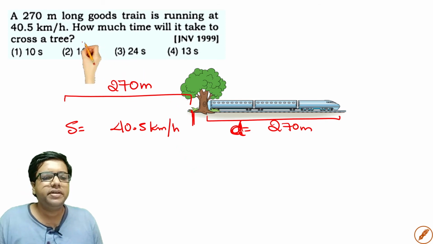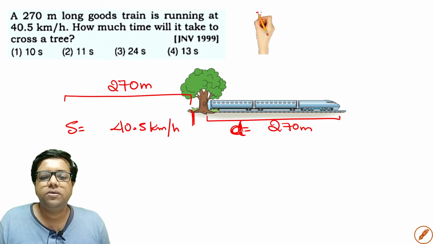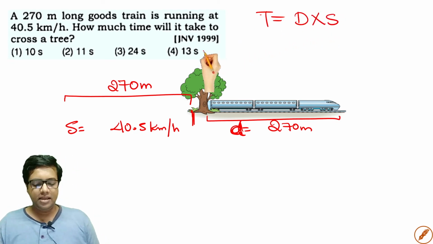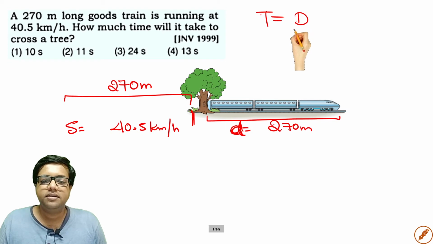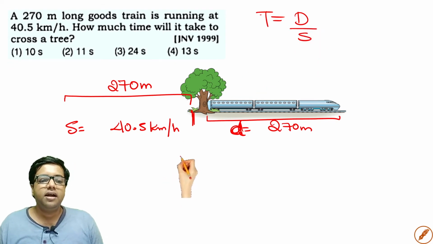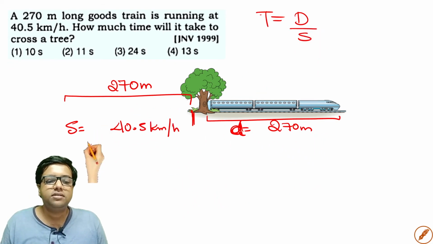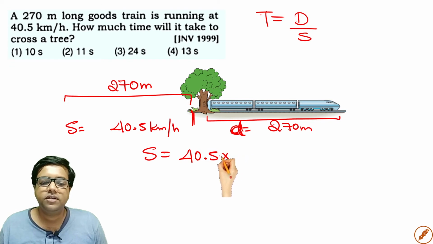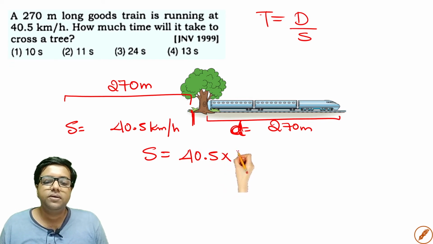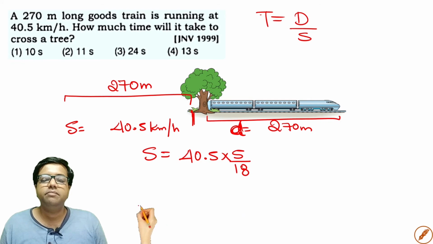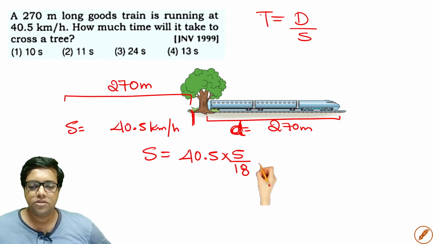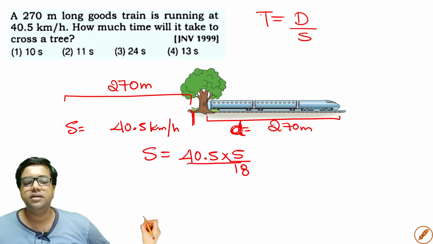Anyways, what we need to find is the time. You know, time is equal to distance by speed. And here everything is in meters and one is in kilometer per hour. Let's convert that into meter per second. So it will be 40.5 into 5 by 18. This will be in meter per second. Let the speed be in this fraction itself.